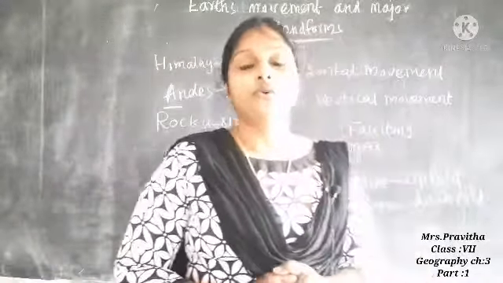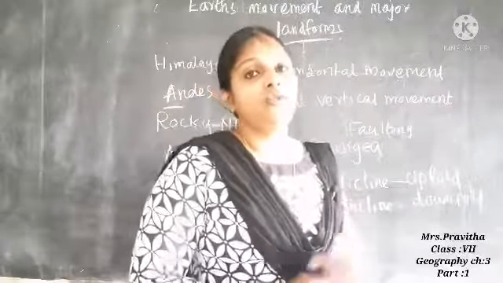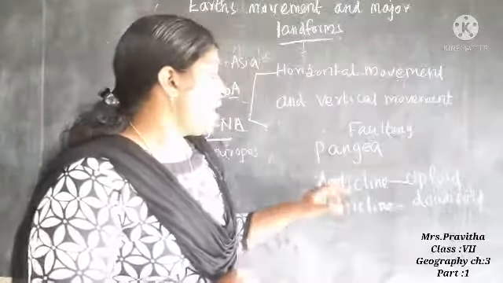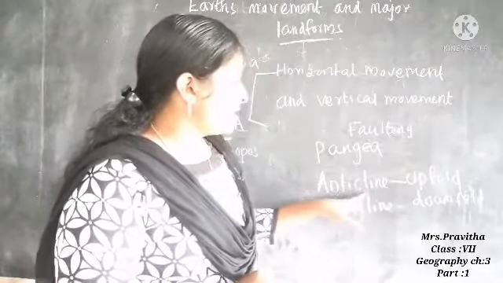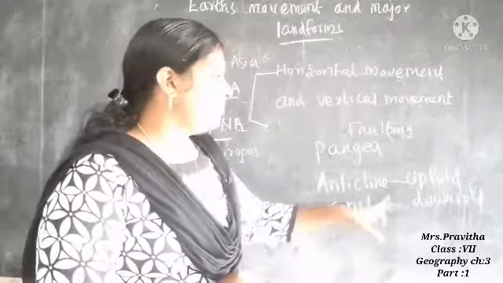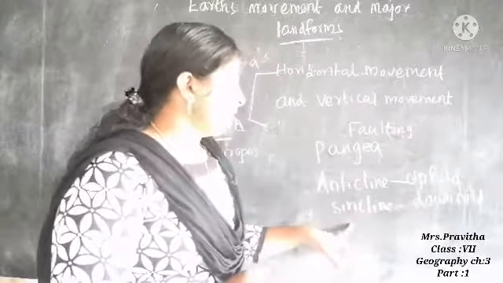Two types of folding are there, upfolding and downfolding. In geography, two terms are used for upfolding and downfolding. Upfold means anticline and downfold means syncline.